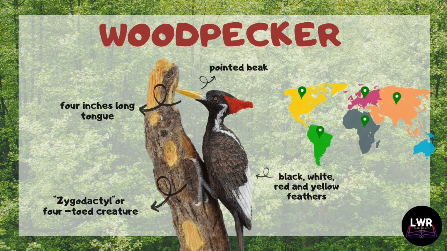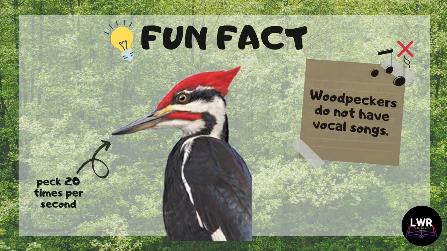Well, if we talk about the feathers of the woodpeckers, they all have black, white, red, and yellow all over their bodies, and only a few species have brown, green, gold, maroon, and orange in their coloration. Did you know that woodpeckers are able to peck 20 times per second? And overall, they can produce between 10,000 to 12,000 pecks per day.